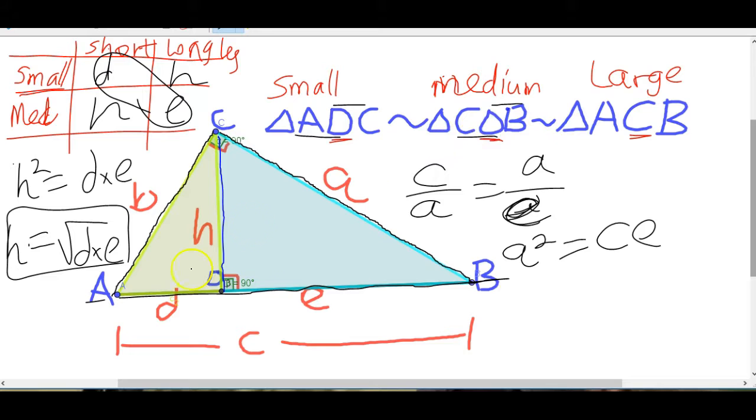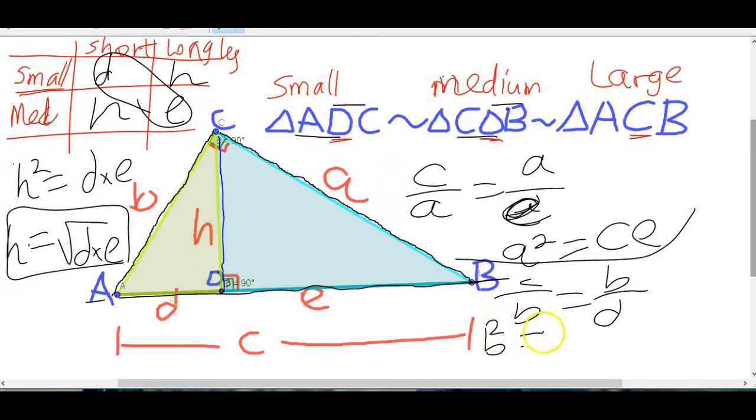Then we do the same thing for B. B is going to be the geometric mean of the length of the hypotenuse, C, and D, the segment that is adjacent to B. So B squared is equal to C times D.